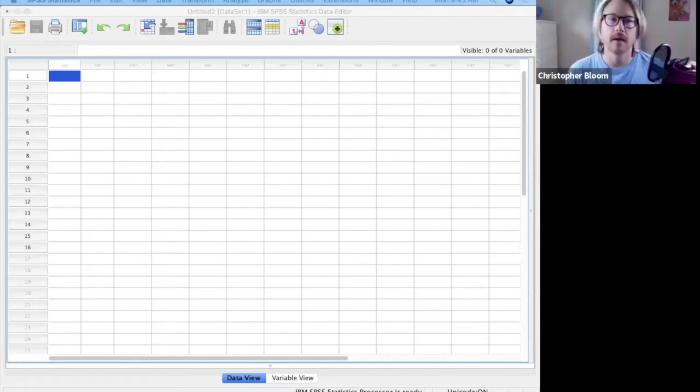Hello. It's been a good long while since I have used Zoom to record a thing. I've been trying to do it in what I would argue are better ways, but for something like this, this is probably the best way to do it, which is to show you how SPSS works, specifically in the context of an independent samples t-test.